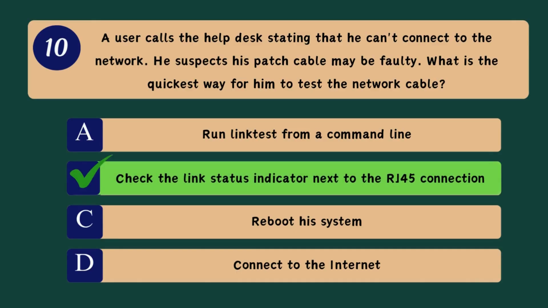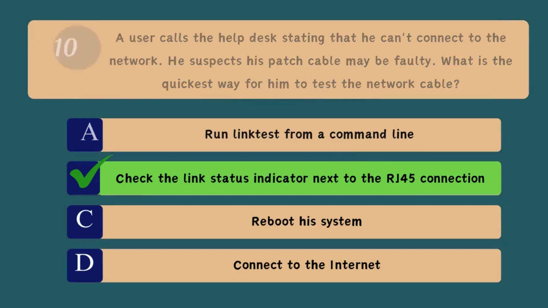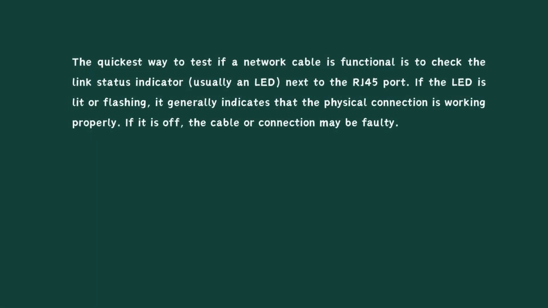Correct answer. B. Check the link status indicator next to the RJ45 connection. The quickest way to test if a network cable is functional is to check the link status indicator, usually an LED, next to the RJ45 port. If the LED is lit or flashing, it generally indicates that the physical connection is working properly. If it is off, the cable or connection may be faulty.